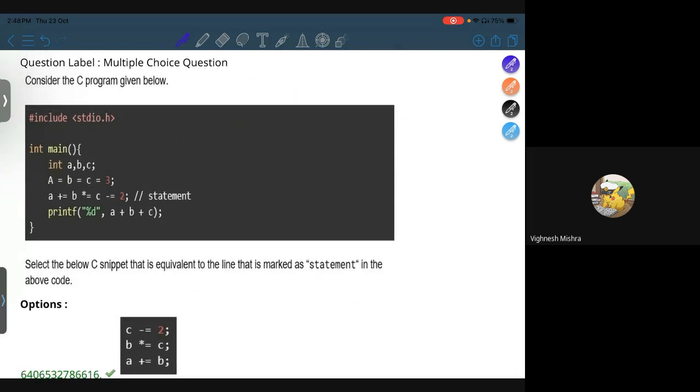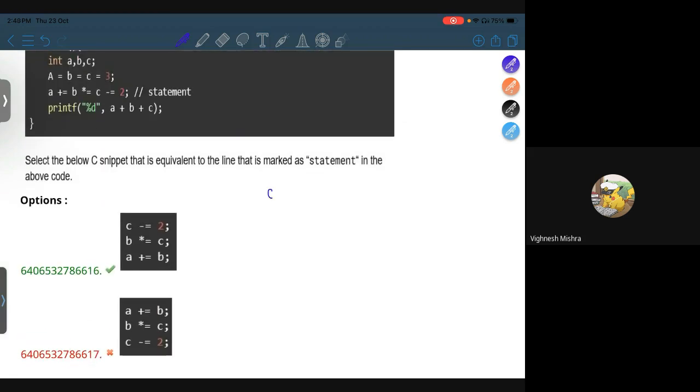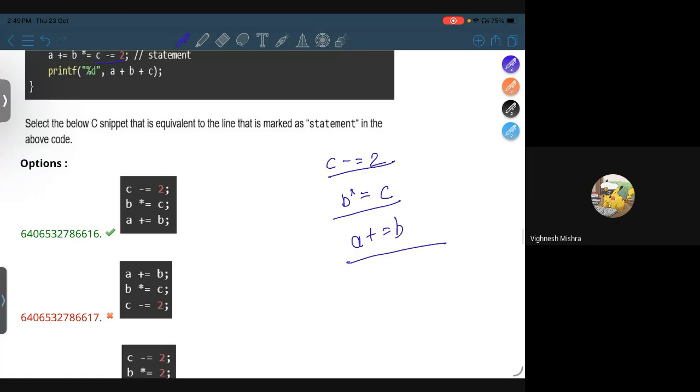Select the code snippet of the C program. Select the below C code that is equivalent to the marked statement. Okay, so this is doing A equals A. First, this will be solved. So C minus equal to 2. Then we'll do B multiply equal to C. Then we'll do A plus equal to B. So wherever this is true, C minus equal to 2, which is correct. B multiplied by C, and A plus equal to B. Yeah.